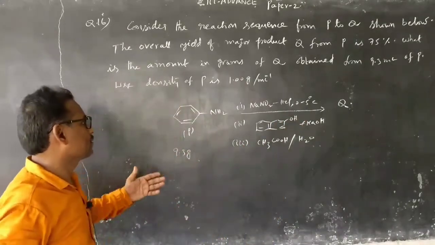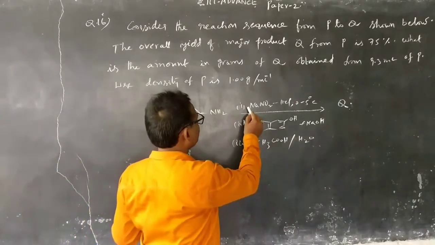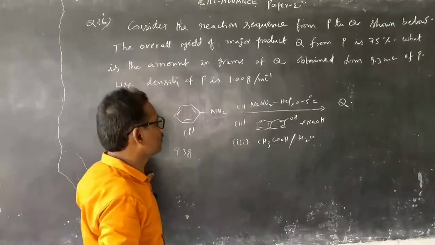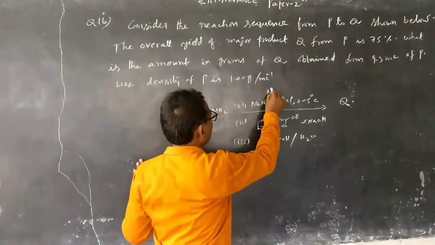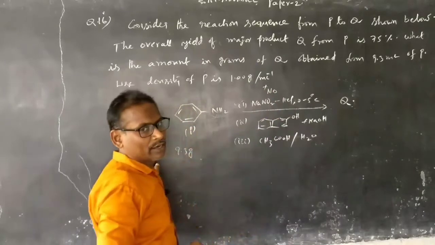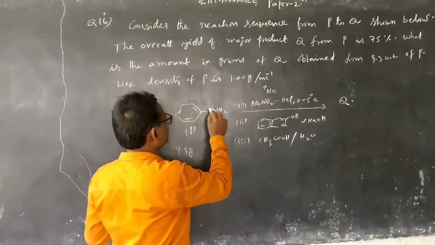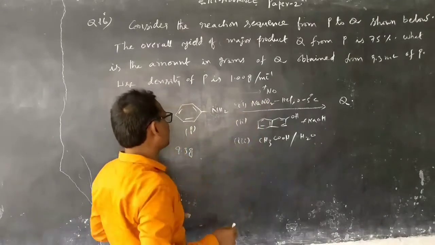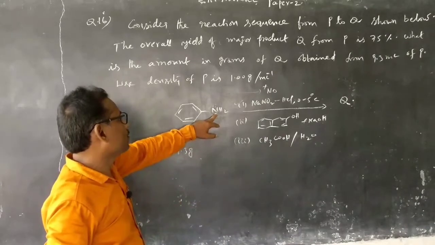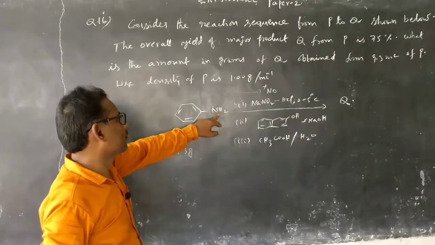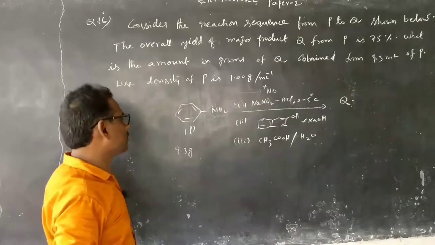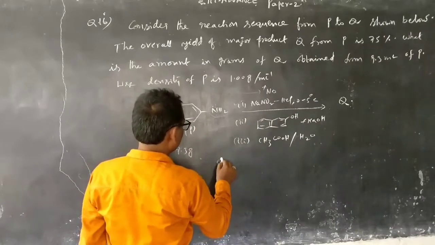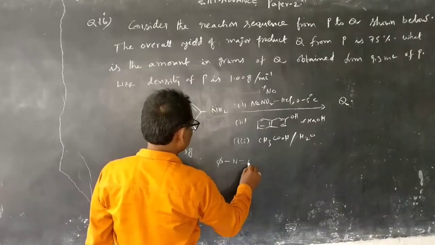So what is the reaction here? First it undergoes diazotization. That means it is converted into benzene diazonium chloride. What is the electrophile generated? The NO plus electrophile, the nitrosonium ion, is generated. The aniline behaves as a nucleophile, and on elimination of H2O it forms N2 plus and Cl minus. That is how benzene diazonium chloride results. The product is benzene N2 plus.